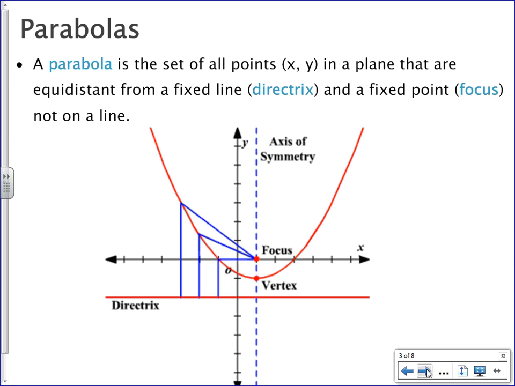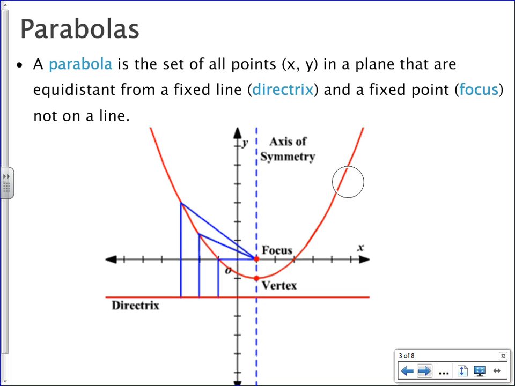So this point right here, notice how we are 2 away from the focus and 2 away from the directrix. This point right here is the same distance from the focus as it is to the directrix. This point up here is the same distance from the focus as it is to the directrix. We can go ahead and measure all those distances. We're not going to, but every time we pick a point, the distance from the focus is going to be the same as the distance to the directrix. That's what makes a parabola special.